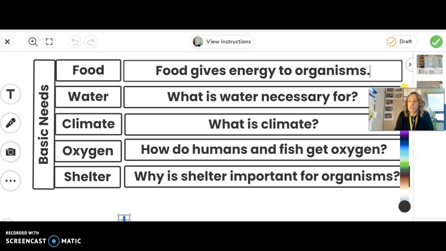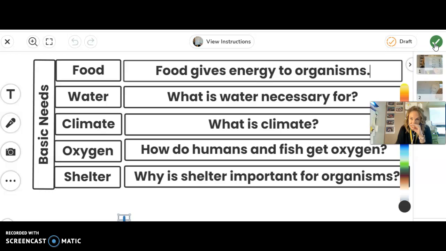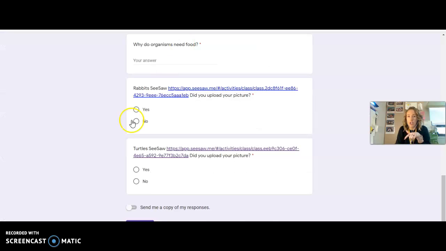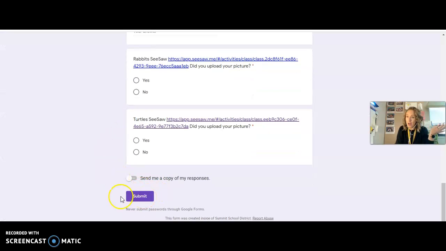Okay? Once you're done, you go ahead and push this green check. I'm not going to because I'm not going to submit my student work. Once you're done with that, you push the green check on Seesaw, you come back here and push submit, and you are all done. Nice work.